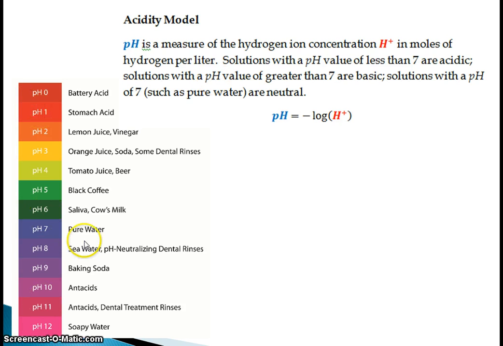Here's a table that shows you some of the acidity levels of various things that you might be familiar with. On this slide, it's very important to note that this is the acidity level, and to note this formula and what these things are. pH is acidity level, and H plus is the moles of hydrogen per liter, the hydrogen ion concentration in moles of hydrogen per liter. Pause now and make sure you have those important things written down.